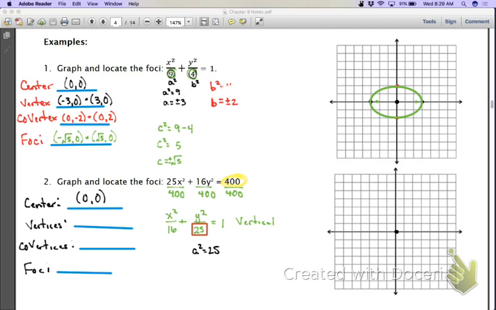But now in this case, since it's vertical, my vertices are going to go, instead of adding, like a is equal to plus or minus 5, right? So that means instead of like I did on the one above, where it was negative 3, 0 and 3, 0, it's going to be 0, negative 5 and 0, 5. Because it's vertical, it's going to look something closer to this here.